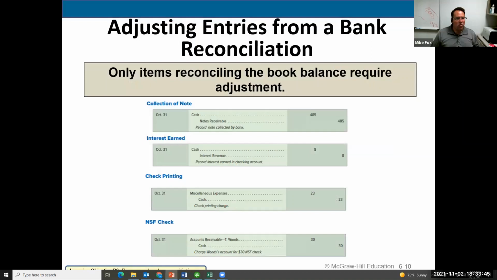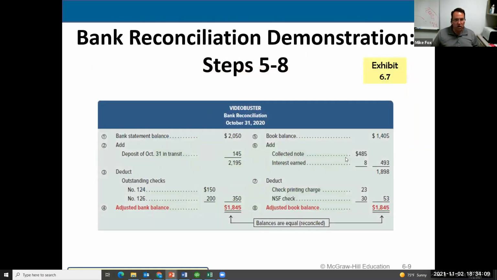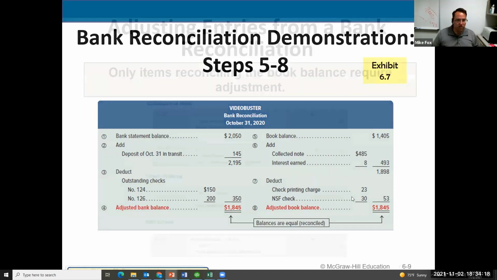All right. One last thing is because any adjustments I made to the book, in other words, items that were not in my book and I didn't really find out about until I got my bank statement, I have to go ahead and enter those adjustments into the book. So I have to do journal entries to do that. So if we look up again, we can see we had this collected note that we adjusted our book balance for. We had interest earned, we had a check printing charge, and then we had an NSF check.